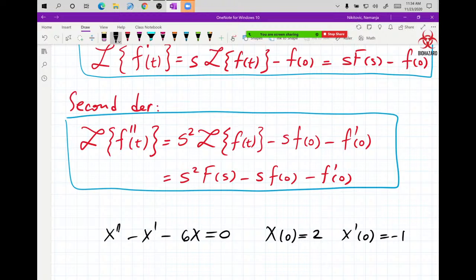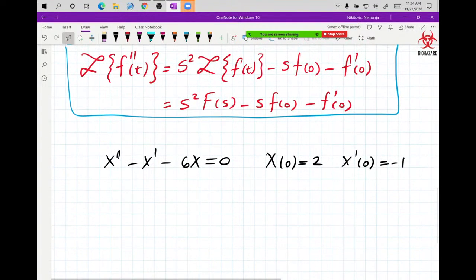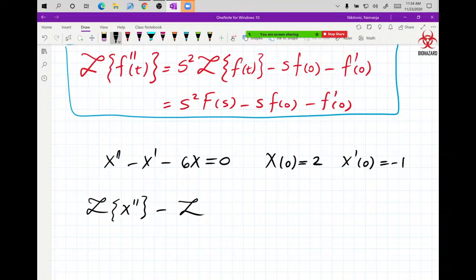Now, these are initial conditions, so these are at zero because initial means when the system is put in motion for the first time. That happens at time equals 0. So we are starting there. Now, what do I need? I need to Laplace the whole thing. So when I do the Laplace in here, I will get Laplace of x double prime minus Laplace of x prime minus 6 Laplace of x equal to 0.